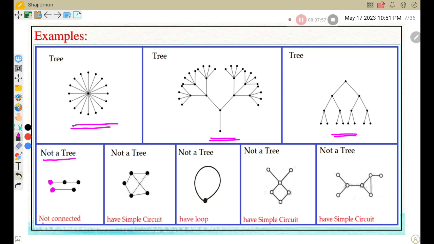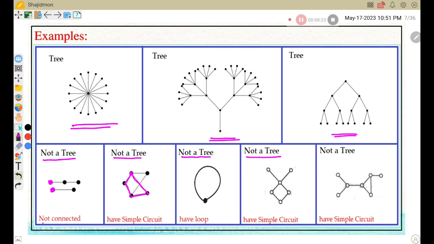Now this graph is also not a tree. Why is it not a tree? It has a simple circuit, correct? Where is the circuit here? For example, starting from here, we go like this, we go like this, and we reach the same point, correct? There is a simple circuit. So that is not a tree actually. Now this one is also not a tree because it has a loop. A loop should not be there in a tree.